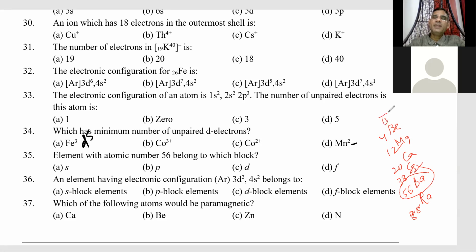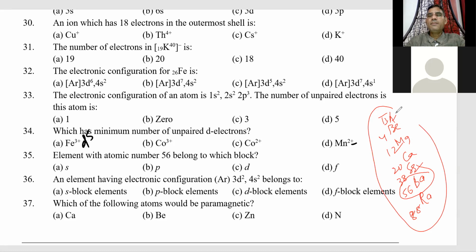Barium is second group, right? Second group means S block. Is it okay? Fine. Yes, sir. Answer will be S block. That's why we should be very perfect in the periodic table. Yes. Fine. What next with this?